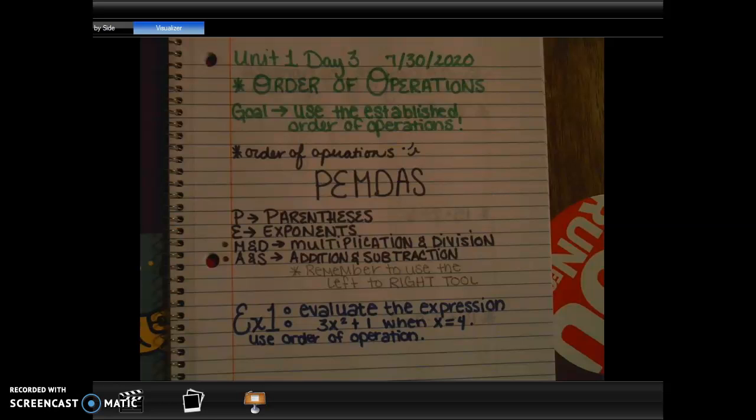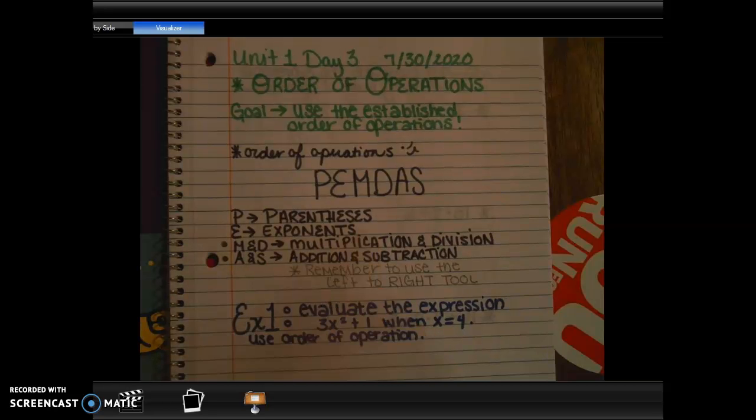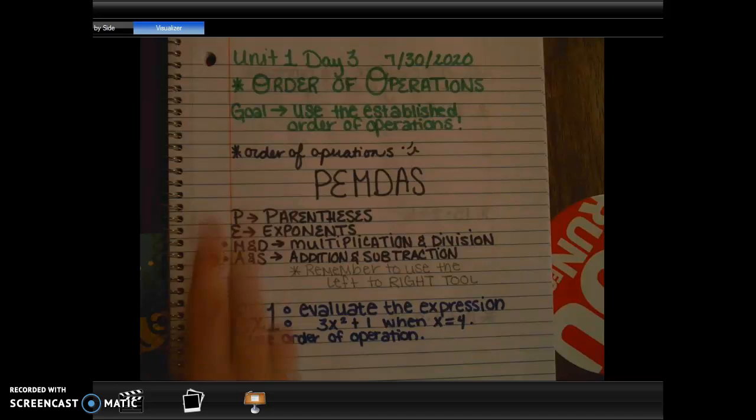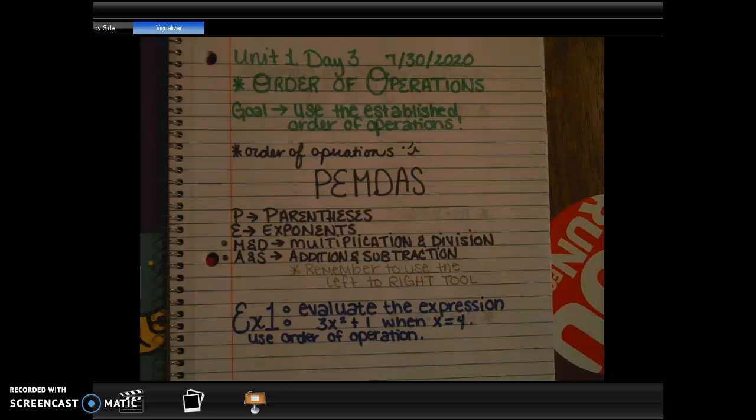So, like before, you always start with any kind of grouping symbols, like parentheses. So P stands for parentheses. Always handle whatever's inside your parentheses first. Then, exponents, okay? You're going to handle exponents. Multiplication and division, you can interchange them, but you're always going to work from left to right. Same with addition and subtraction. You're always going to work from left to right. But what this means is whenever you are evaluating an expression, always check for parentheses first, then check for exponents, then check for multiplication and division, then check for addition and subtraction.